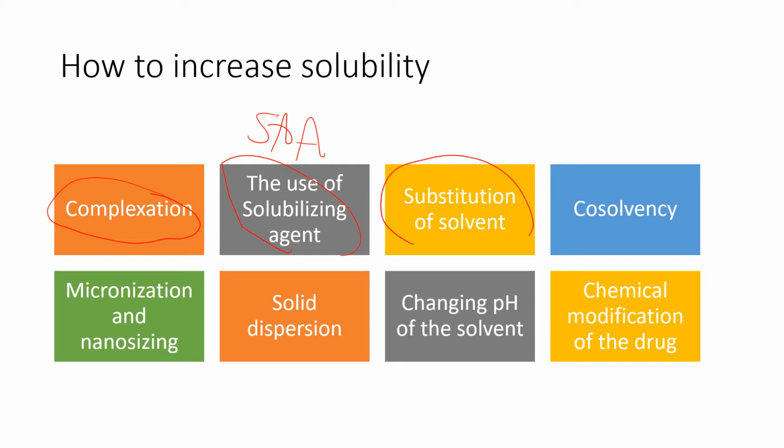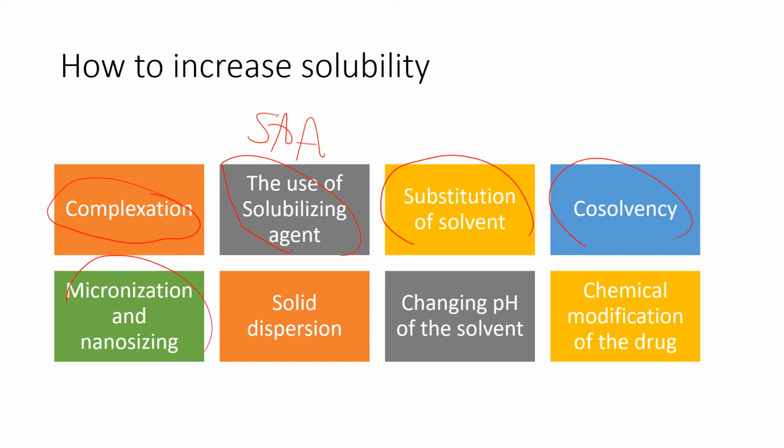We can change the solvent. If the drug is insoluble in water, we can use any other solvent like acetone or chloroform. We can make a mix of solvents, like adding a co-solvent. We can add 5%, 10% ethanol to water to have a mixed solvent. In this case, ethanol could be a co-solvent.